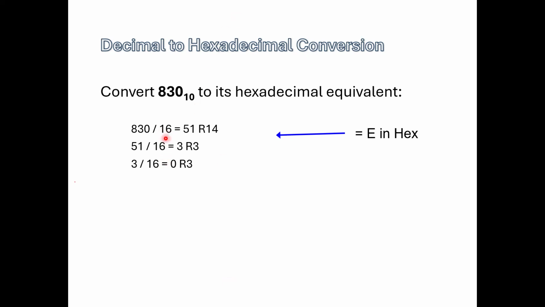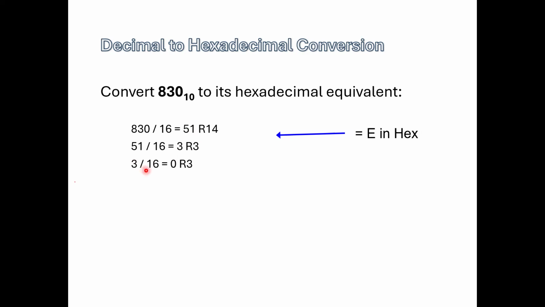Let me put it this way. Over here, what we are saying is this 16 here times 51 should give me a number that is close to 830. And that number, when I add 14 to it, then I'll get 830. So the 51 here is the closest number I can get to when I multiply by 16. So the remainder is what? 14. If I have 16 here, 16 times 3 would give me the closest number I'll get to 51. Then there will be a remainder of what? 3.